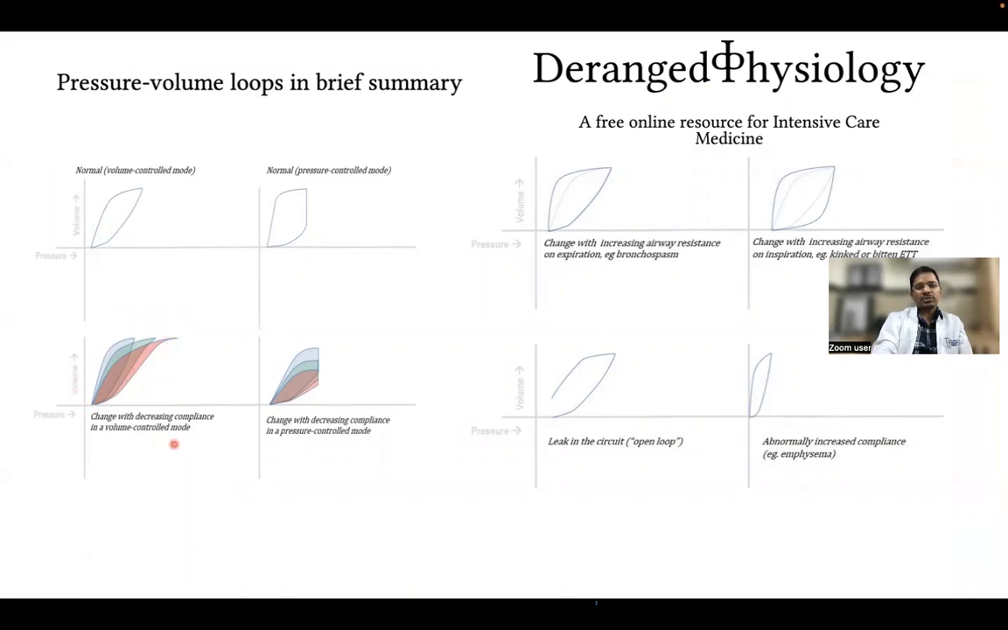This is the pressure volume loop, and this is the pressure volume loop in pressure control ventilation. In volume control ventilation, as the volume is fixed and the compliance is decreasing, we need to increase the pressure. In pressure control ventilation, as the compliance is decreasing, the volume is gradually decreasing. At the same time, we can identify whenever the airway resistance is there. Also, we can find out the airway leak.